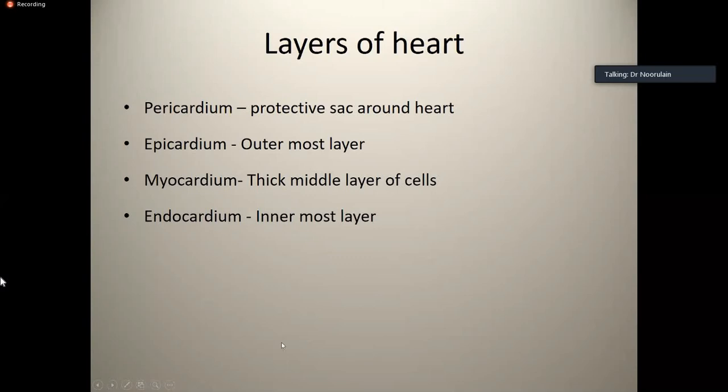Okay, there's the protection of the heart through the layers. There are a few layers of the heart. First is the pericardium. The pericardium is a protective sac around the heart. It protects the heart from the surrounding organs, surrounding areas. Epicardium is the outermost layer, in which the coronary vessels lie. Myocardium is a thick middle layer of cells which have electrical properties, the conducting system is in the myocardium. And endocardium is the innermost layer, lining the heart chambers in contact with the blood flow within the chambers.